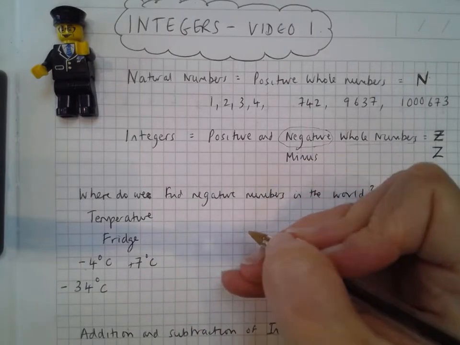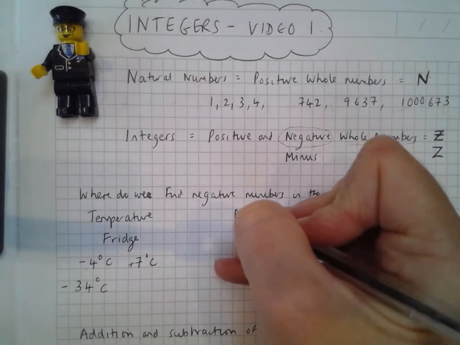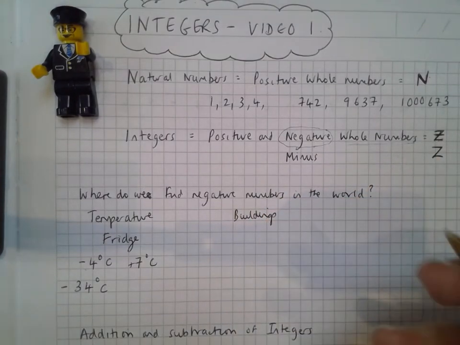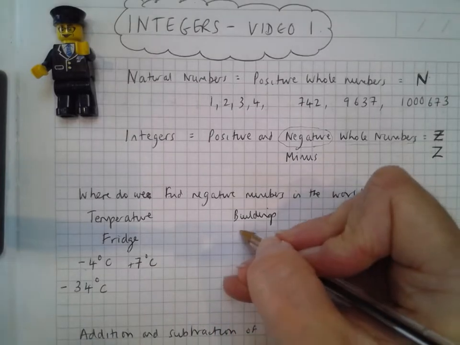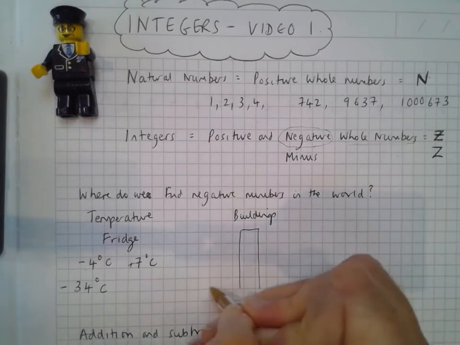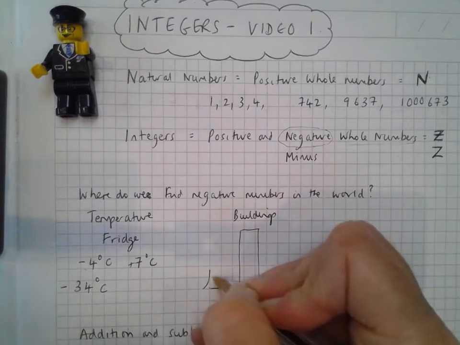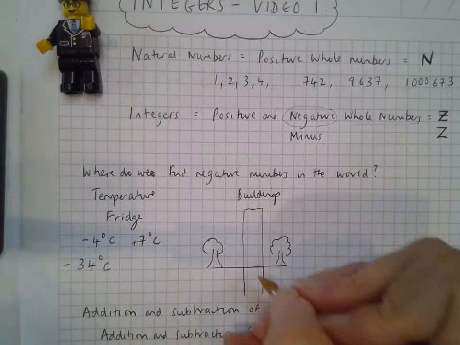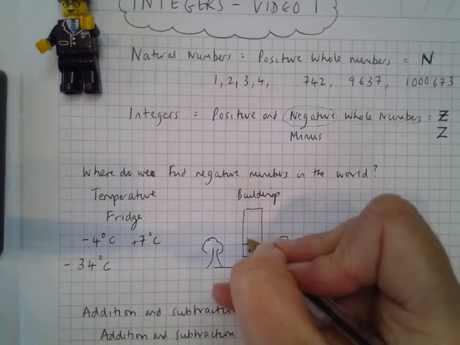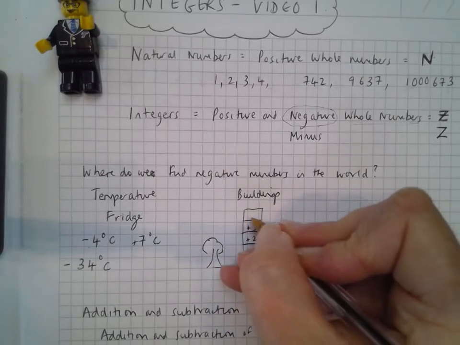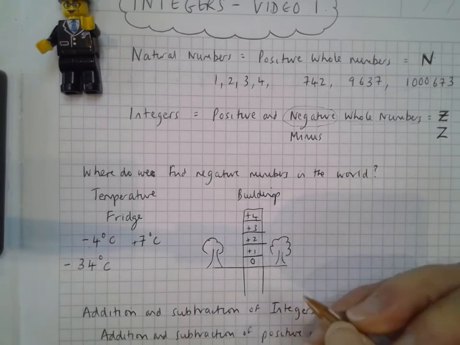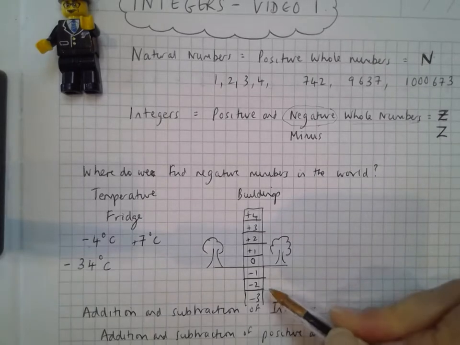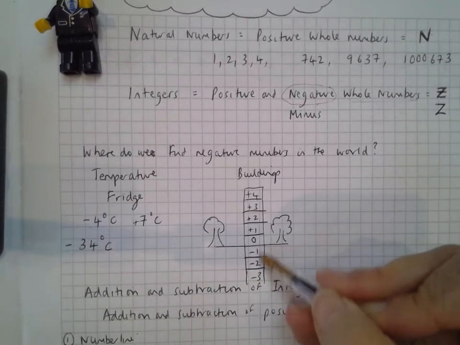We see negative numbers in buildings. So if you go to a tall building, like a hotel, or a shopping centre near you, for example Dundrum Town Centre, you might have a building that's built above the ground and below the ground. And you'll notice as you go up and down in the elevator or the lift in those buildings that the floors above the ground are given names like +1, +2, +3, +4. The floor at ground level is usually 0, and then you have -1, -2, -3. And the minus numbers are below the ground.